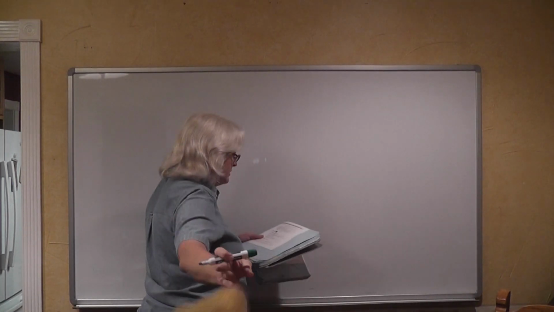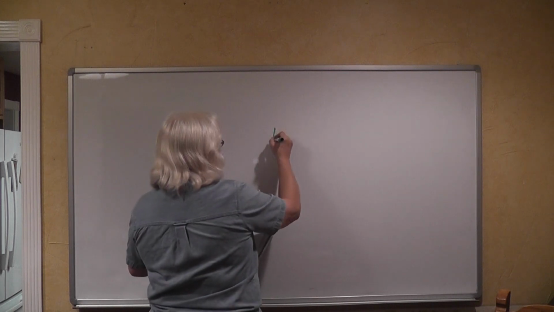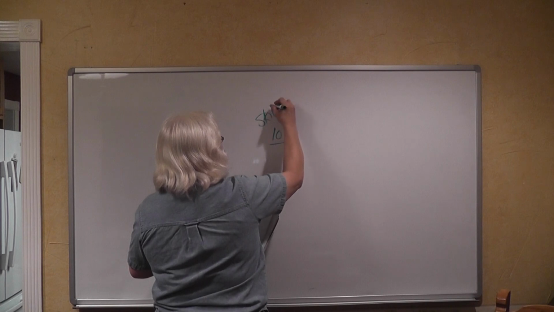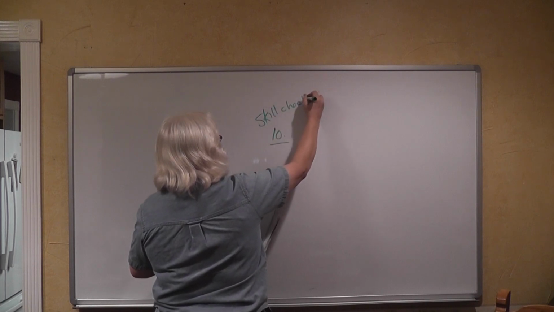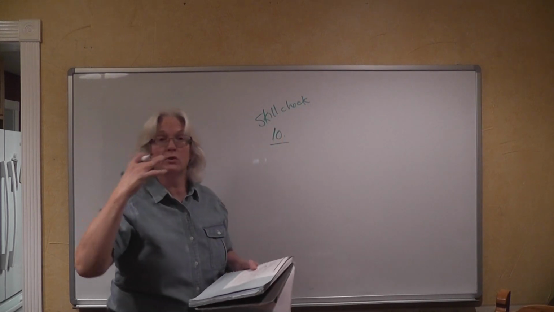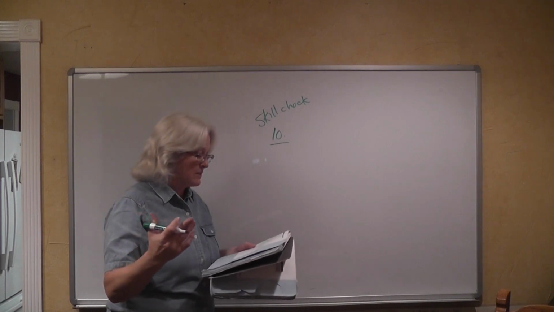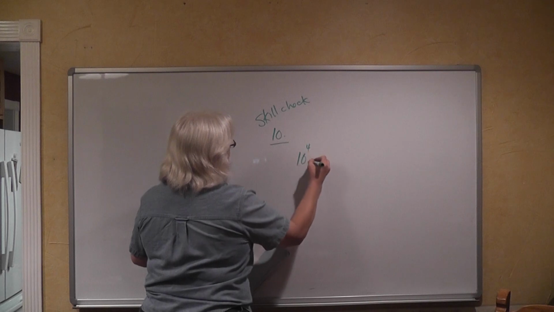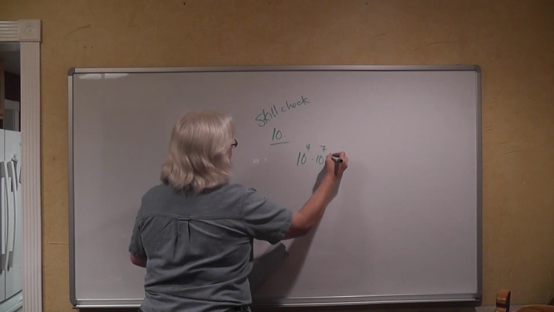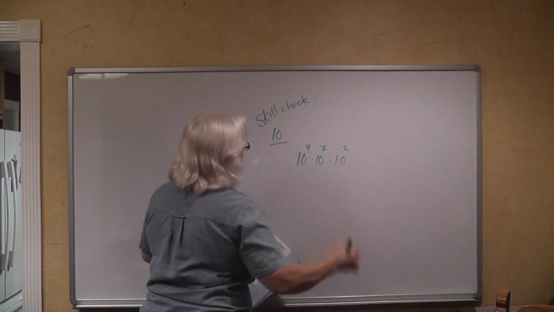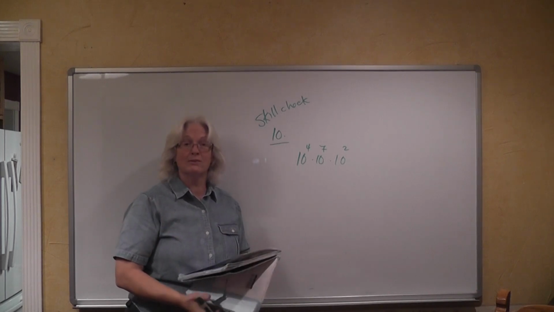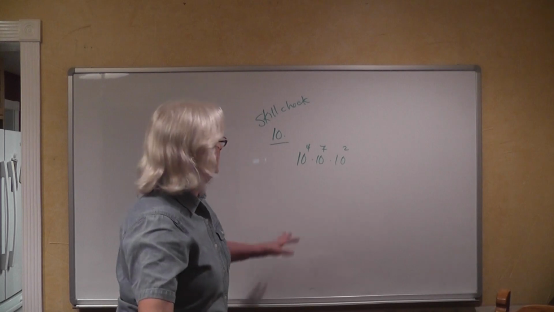And then we have this problem here, and pay attention to this. It says multiply, write the answers in exponential form. This is problem 10 in your skill check. Make sure that you're reading your instructions and doing what they say. 10 to the 4th times 10 to the 7th times 10 squared. The skill check says multiply, show your answers in exponential form.